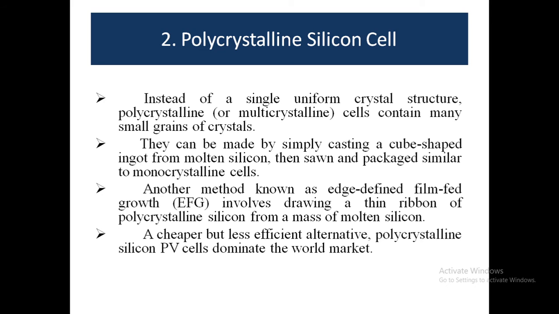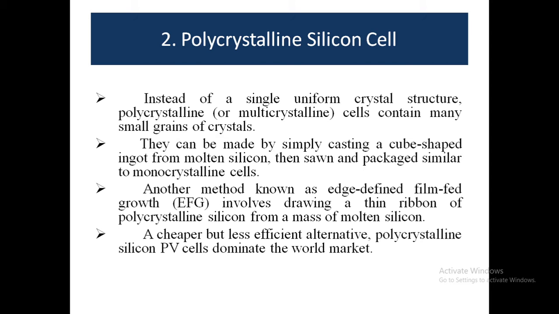Therefore, we have moved towards polycrystalline or thin film. So second is the polycrystalline silicon cell. Instead of forming a single uniform crystal structure, we can form polycrystalline or multicrystalline cells that contain many small grains of crystals. They can be made simply by casting a cube-shaped ingot from molten silicon, then sawn and packed similarly to the monocrystalline cells.